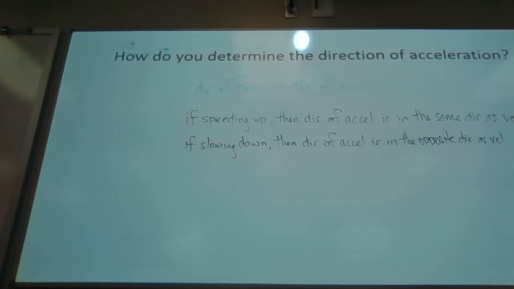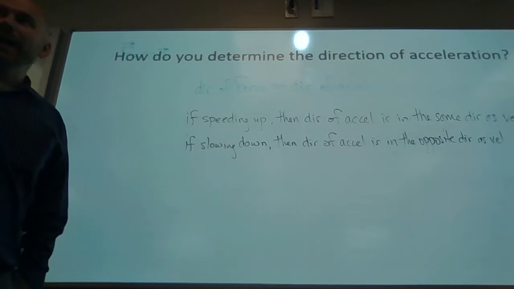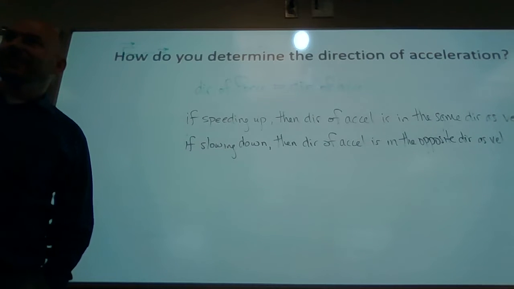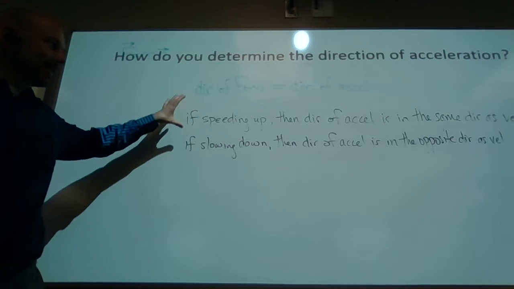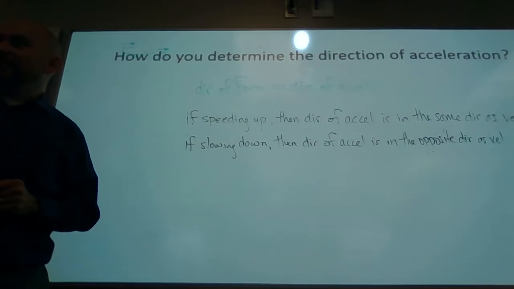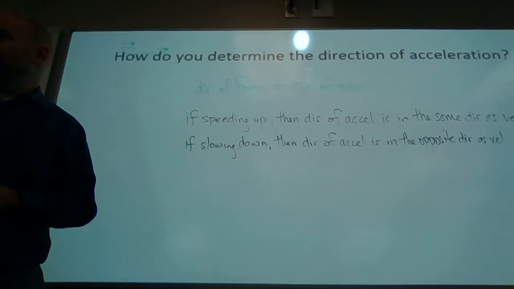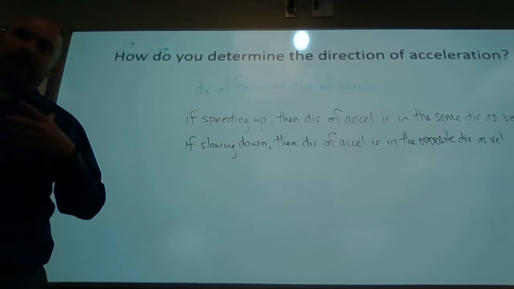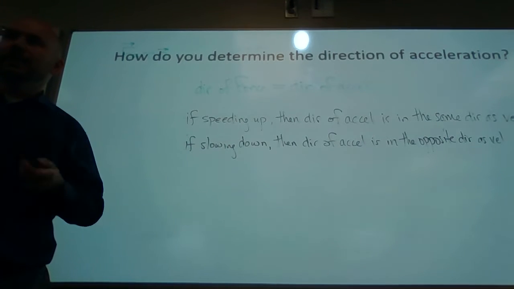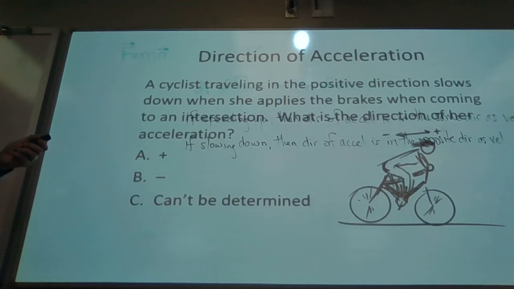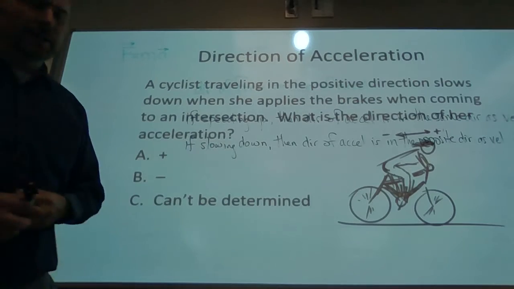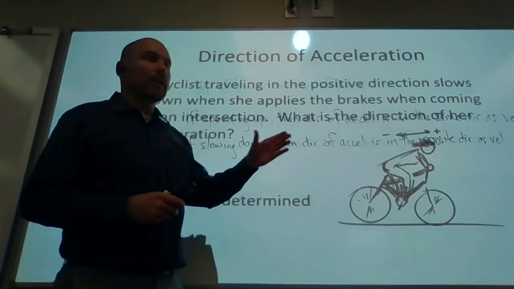Okay. It is true only half the time. So don't flip a coin and say, okay, this is how you figure out the direction of acceleration. These two should always correspond with each other. If they don't, something in your brain needs fixed. Good? So let's revisit this. So the bicycle, she's going in the positive direction and slowing down.